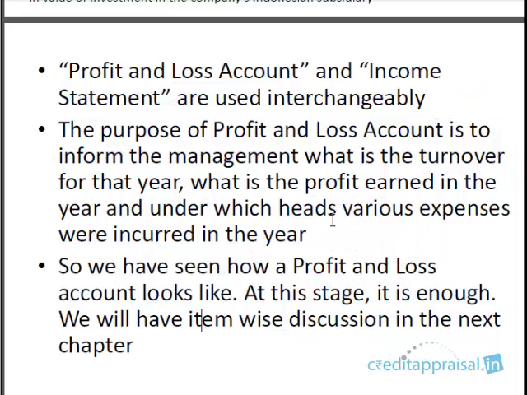So at this stage that is sufficient. We have seen how a profit and loss account looks like, right? We'll have a detailed discussion of this in the next chapter, chapter 5, where we'll be discussing each and every item that occurs in the P&L account in detail. So with this we'll stop at the P&L account. We'll now look at another financial statement called the balance sheet.